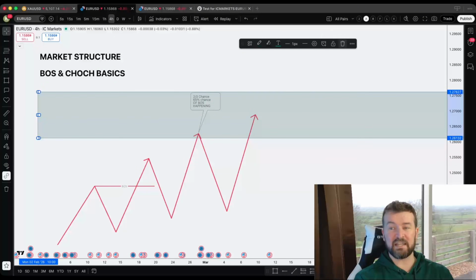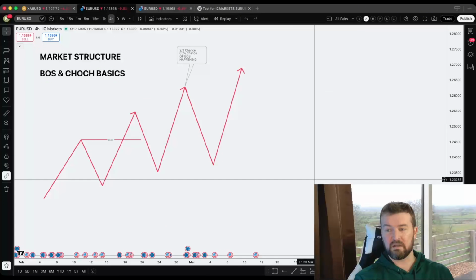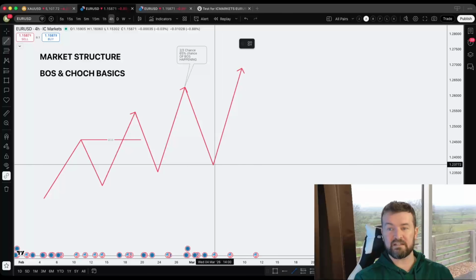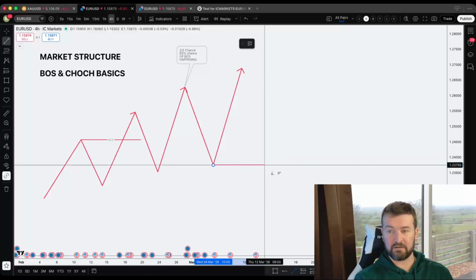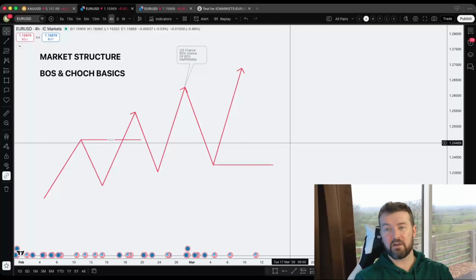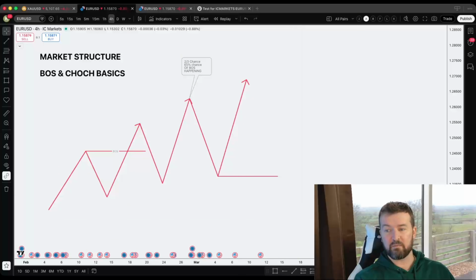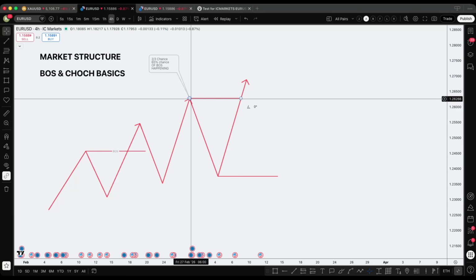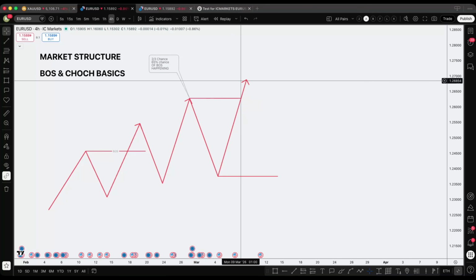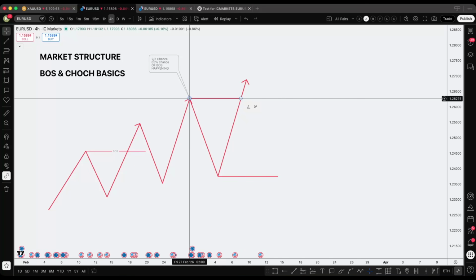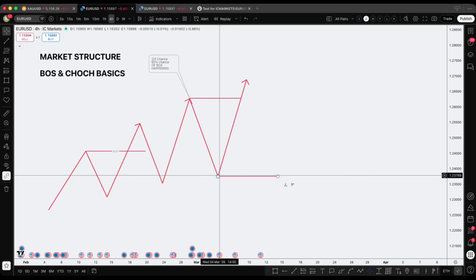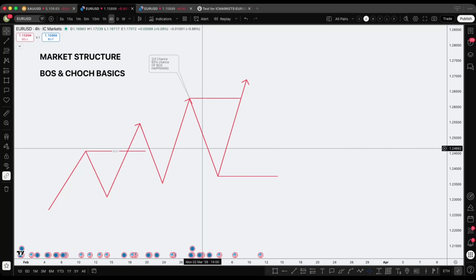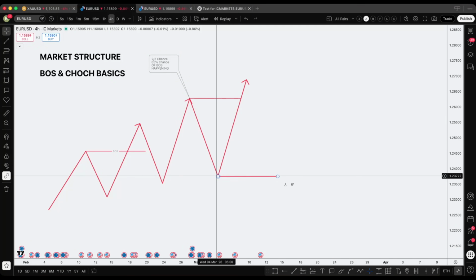But for us to be able to get that CHoCh, what do we need to do? We need to go through and break this previous low, okay? And that previous low is always the previous low from the last BoS. So this was the previous high that was printed before we printed a new high. All we do is go between that previous high and the new break, and you go to the furthest point, okay? It's usually somewhere in the middle, not always, but usually.